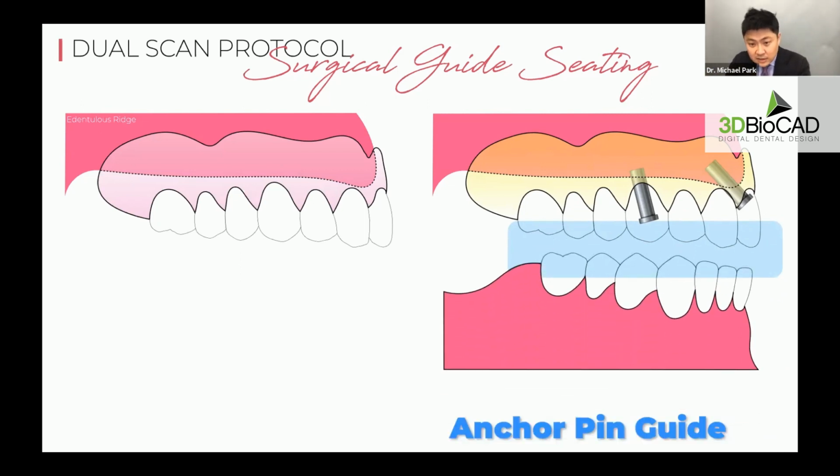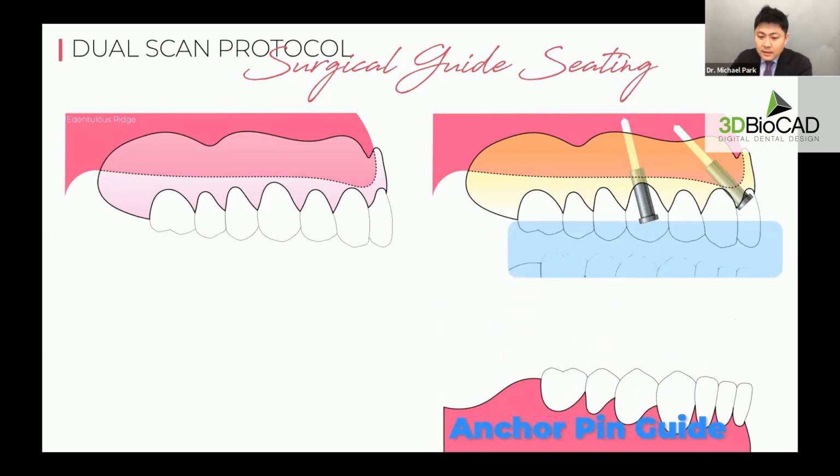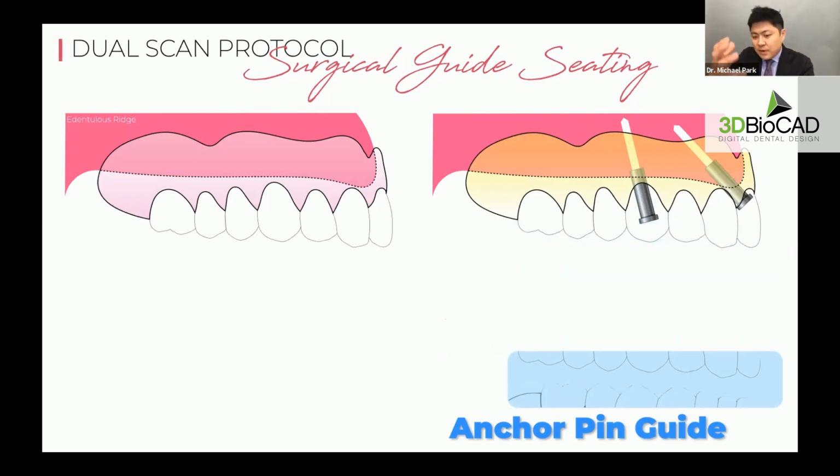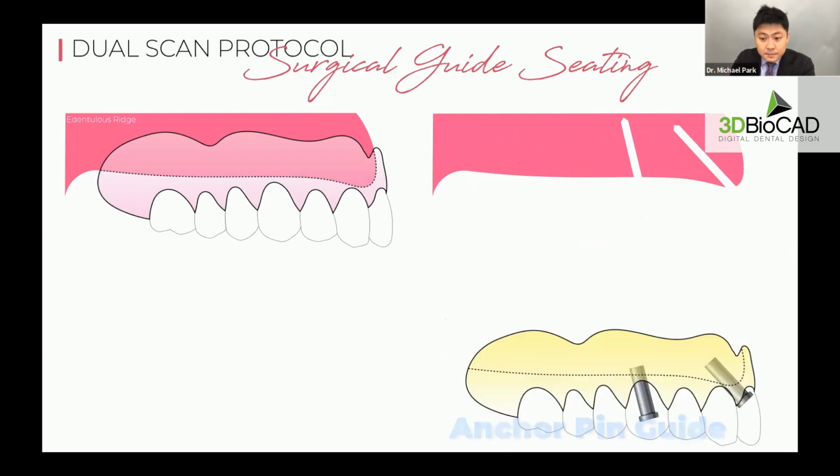Because centric relation position is a repeatable position, they'll be able to go into that position and seat the surgical guide. Now at this point, because the anchor pin guide is in the correct position, we can use anchor pins to stabilize the surgical guide. So we do our anchor pin osteotomy. And then we're pretty much done with the anchor pin guide at this point.